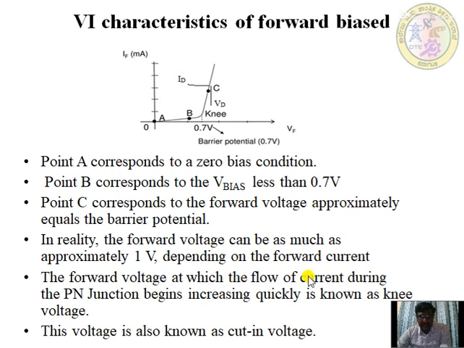The forward voltage at which the flow of current through the PN junction begins increasing quickly is known as the knee voltage. So this is the point at which the current starts increasing quickly, and for silicon it is 0.7 volts. At this point the current starts increasing quickly, with a sudden rise. So this is known as the knee voltage. This voltage is also known as the cutoff voltage. Cutoff voltage means that if any voltage beyond this is applied, it may damage the diode.